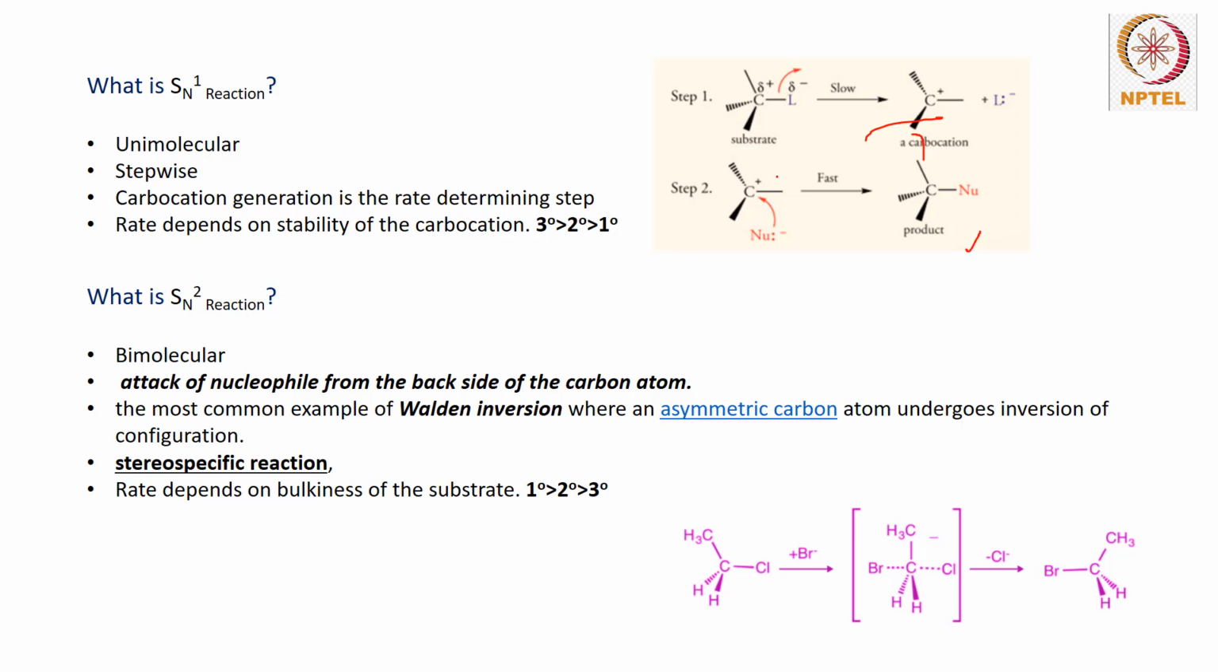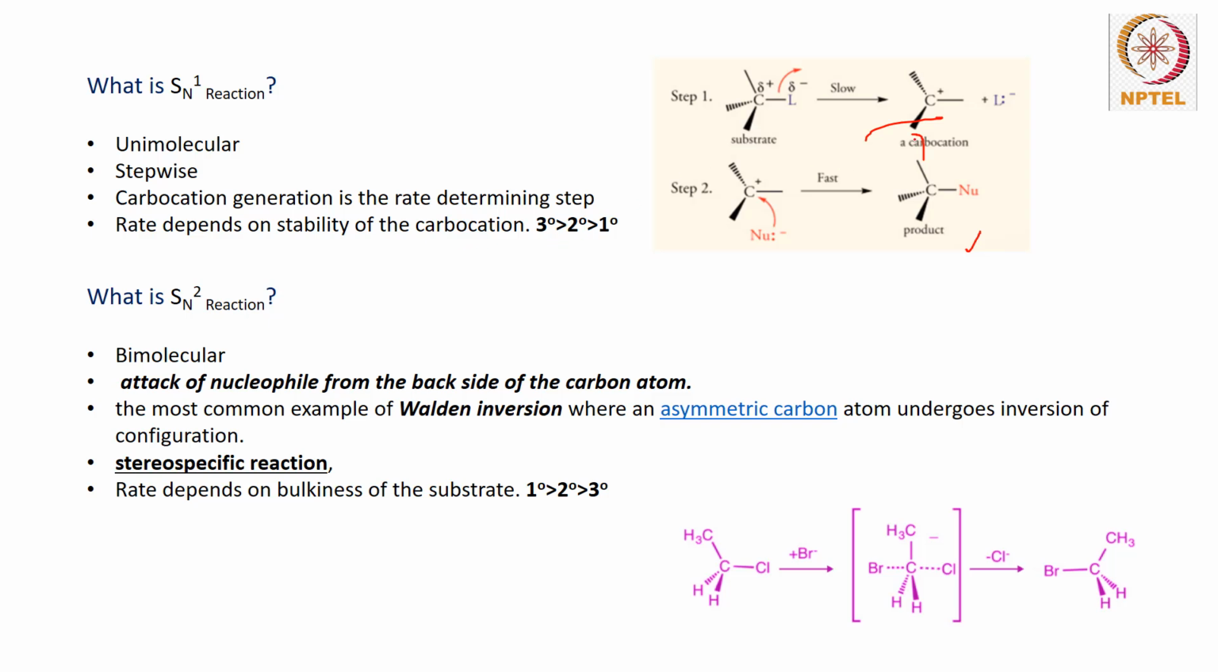It is unimolecular. Why? Because the first step is the rate determining step, and in this rate determining step only one component gets involved, as the leaving group is just leaving. The rate depends on the substrate only. Because of that, it is a unimolecular reaction, and the reaction rate varies like this: 3 degree will react faster than 2 degree, than 1 degree.